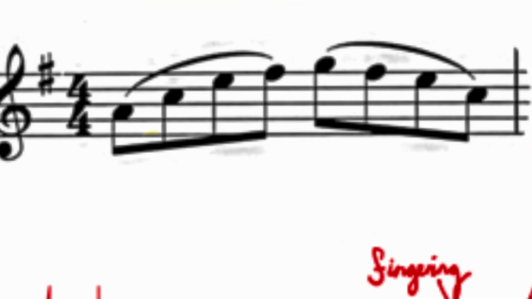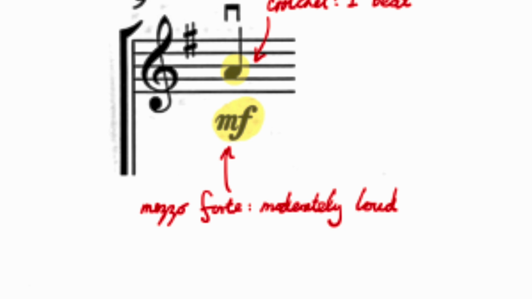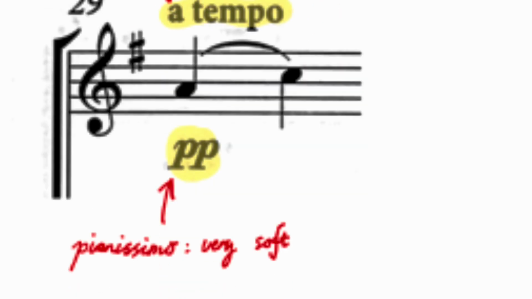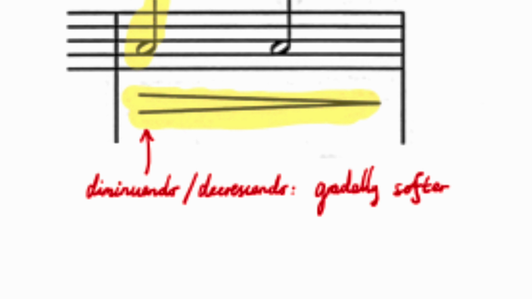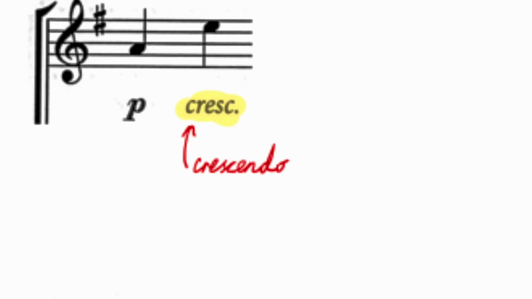per minute. P for piano means soft. MF for mezzo forte means moderately loud, F for forte means loud, and PP for pianissimo means very soft. We also get dynamics in the form of hairpins. A diminuendo or decrescendo means to gradually become softer, and a crescendo means to gradually become louder. We also get a crescendo written as the abbreviation cresc.